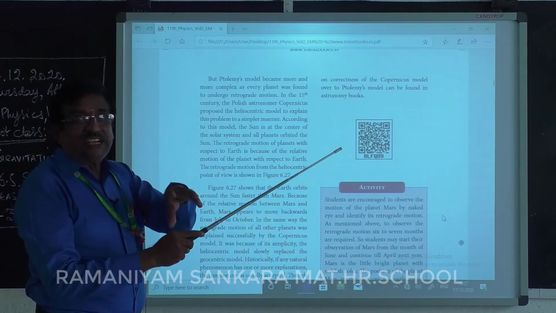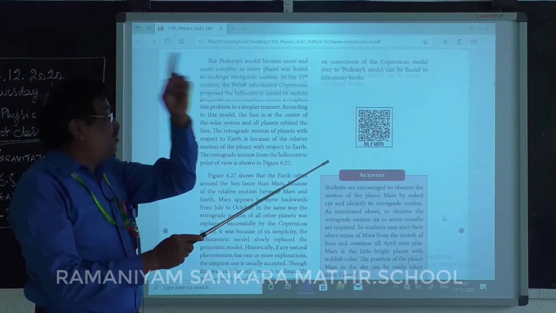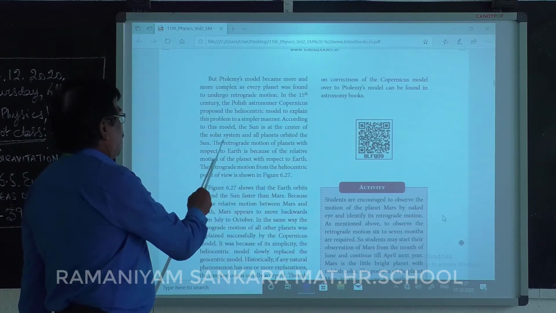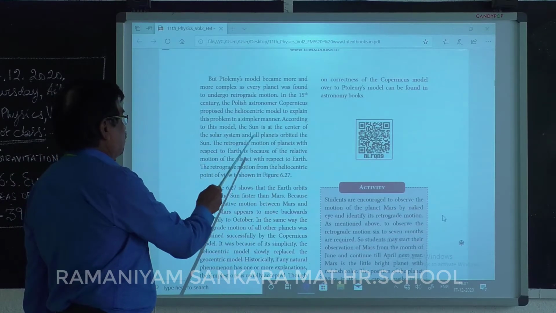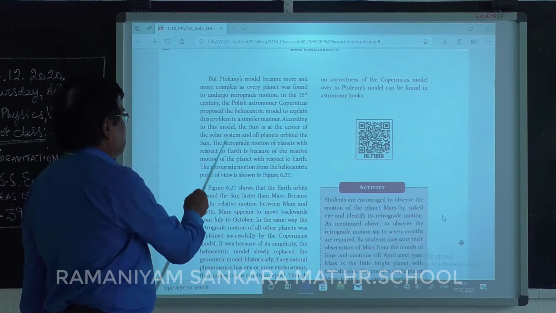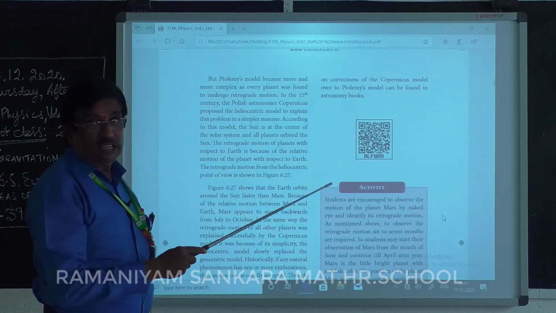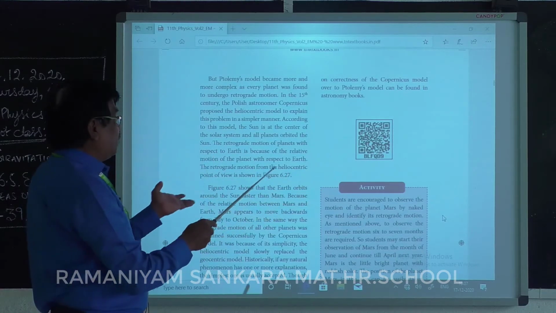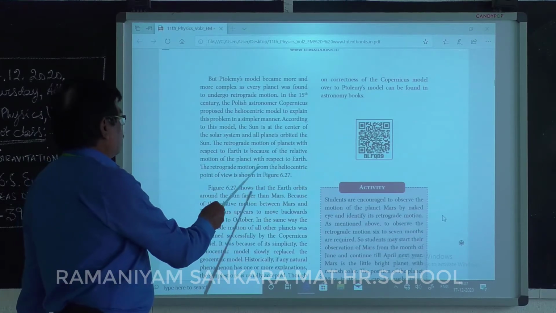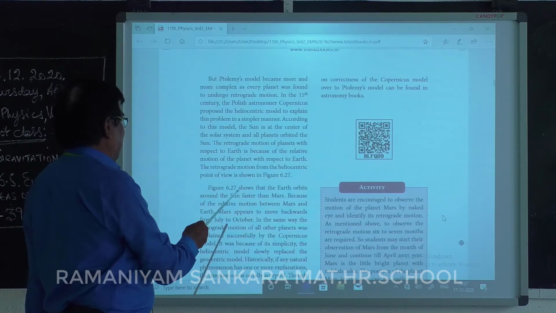Okay, the sun is at the center, and all of the planets are revolving around it. According to this model, the sun is at the center of the solar system and all planets orbit the sun. The retrograde motion of the planets with respect to the earth is because of the relative motion of the planet with respect to the earth. So they compare the earth with the other planet.